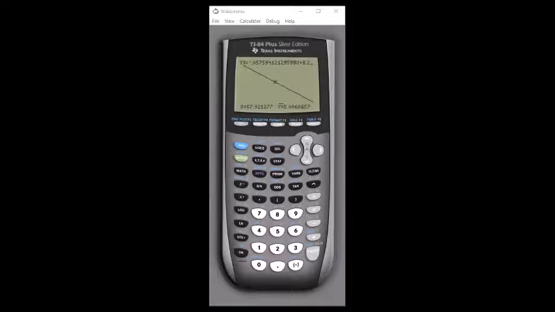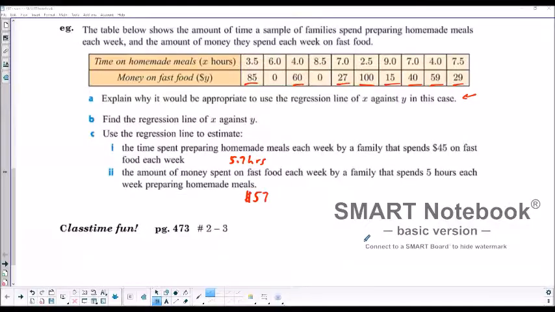Okay, and I'll just change the sharing. So by using the trace feature and switching from the scatter plot to the line that was on the window of the TI-84, we found that if somebody were spending $45 on fast food, they would be spending about 5.7 hours in meal preparation. And if they spent 5 hours on meal preparation a week, they'd be spending about $57 on fast food. So we can use the regression and the graph just the same as we did if it were y against x, as it is that we just did here in x against y.